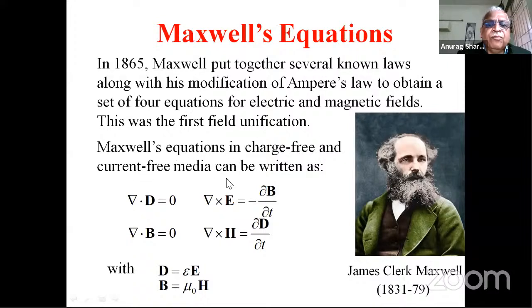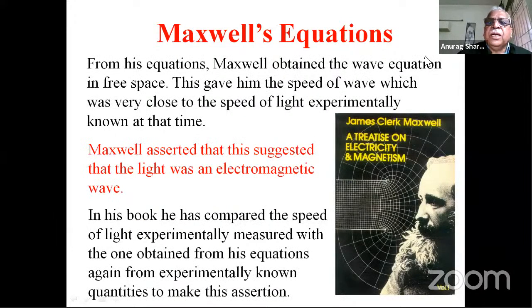Maxwell's equations for charge-free and current-free media can be written in this form. And then he combined these. From his equations, he obtained the wave equation in free space. This gave him the speed of the wave, which was very close to the speed of light experimentally known at that time. Maxwell asserted, and this was just an assertion, and this is the brilliance of mind, that this cannot be a mere coincidence, and it suggested that light must be an electromagnetic wave. In his book, he compared the speed of light experimentally measured with the one obtained from his equations, again using experimentally known values, and he made this assertion.